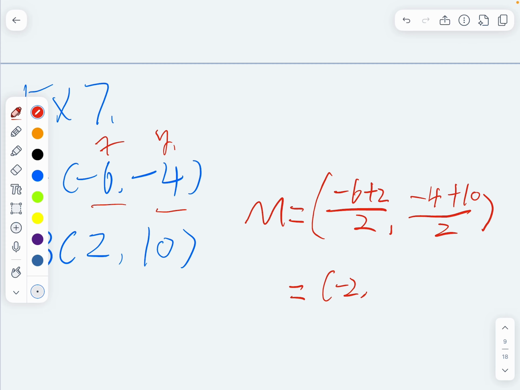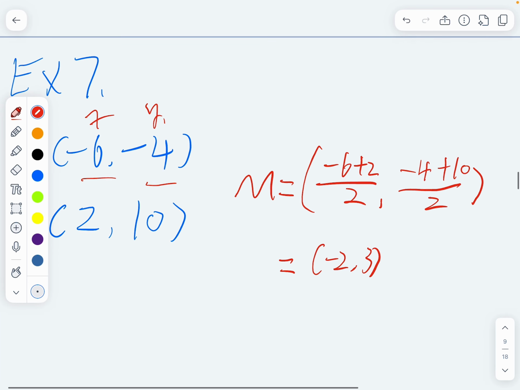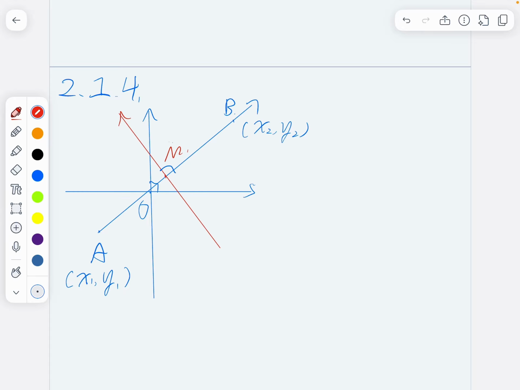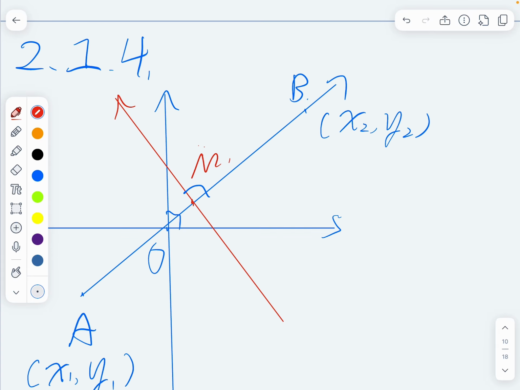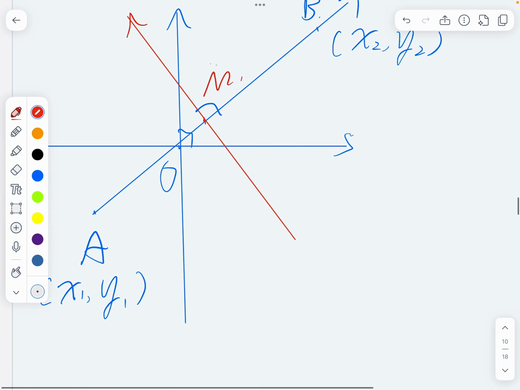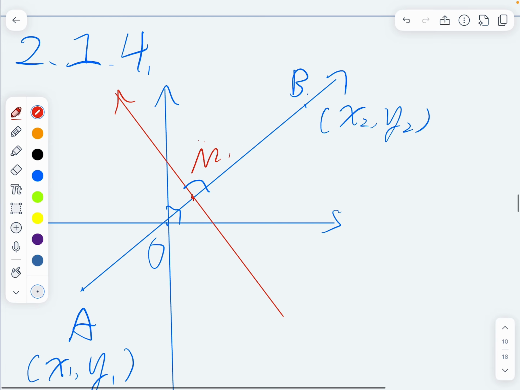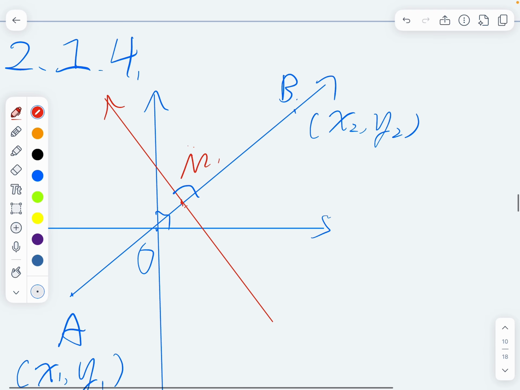Now it's negative 2 plus 3. For now we can use the geometric calculation. There is a line AB, where A is (x1, y1) and B is (x2, y2). We can find the midpoint M, and then choose the line perpendicular to the line AB.